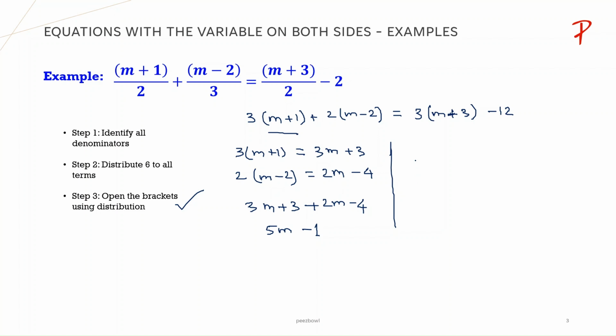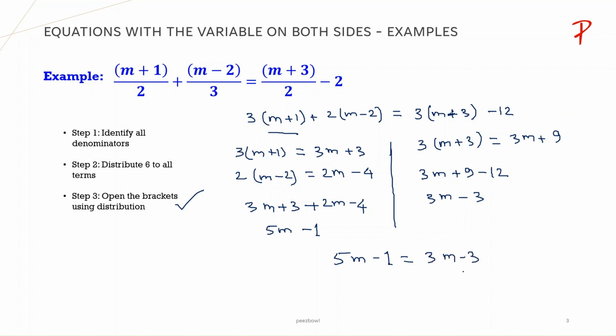On the right hand side, we have 3 multiplied by m plus 3. This is equal to 3m plus 9 and minus 12, right? So on the RHS, we will have 3m plus 9 minus 12. This is equal to 3m plus 9 minus 12, which is minus 3. Okay, now the equation is simplified to 5m minus 1 is equal to 3m minus 3. Now for the next step, we need to move variable terms to one side.